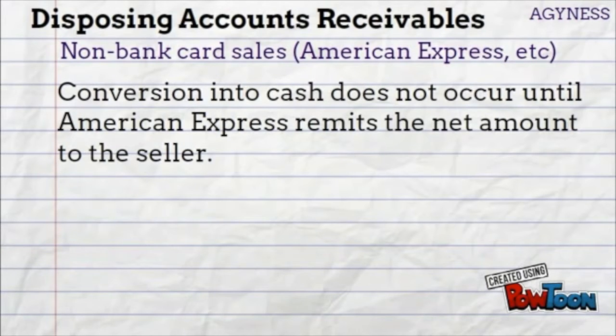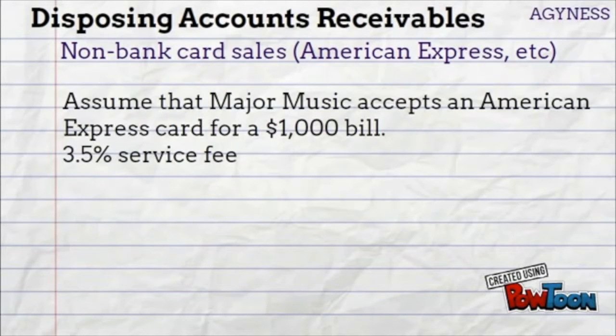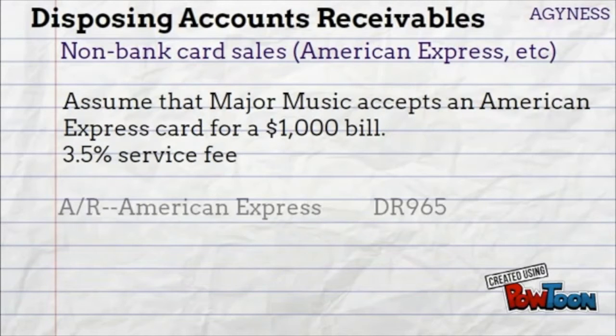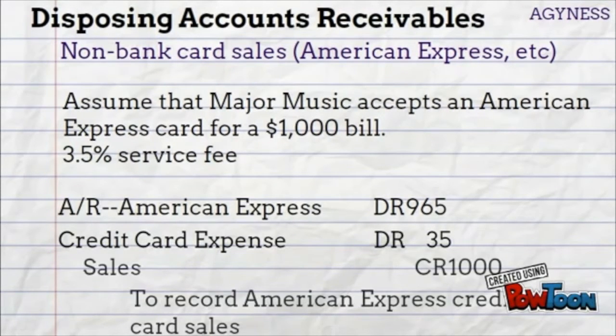Conversion into cash does not occur until American Express remits the net amount to the seller. Assume that Major Music accepts an American Express card for a $1,000 bill. The service fee is 3.5%. The only difference for non-bank card sales is that you debit accounts receivable instead of cash.